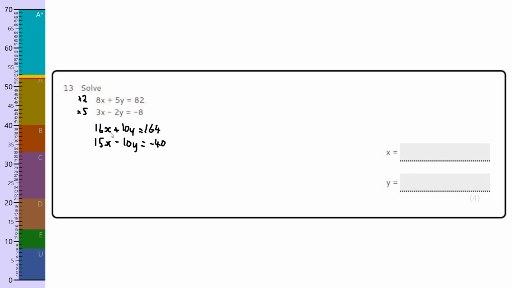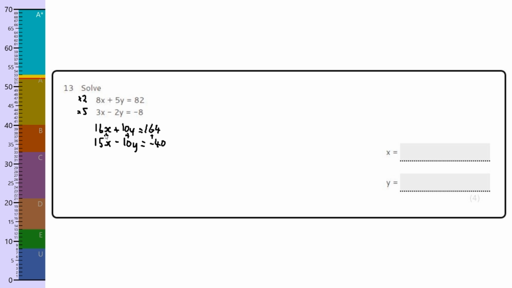Okay, now to get rid of the 10y's, we're going to add them together, because different signs we add, d in different and the d in add. If they were the same signs, then we would subtract. Say s in same, s in subtract. Okay, so we're going to add these going downwards.